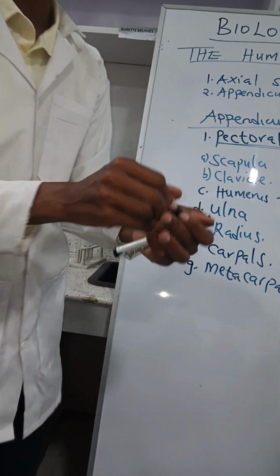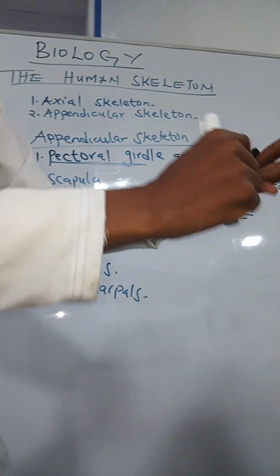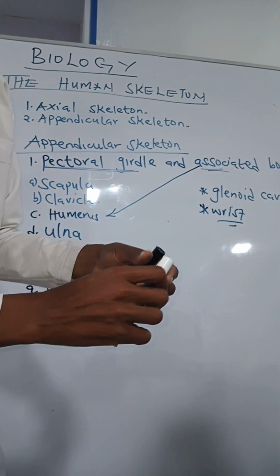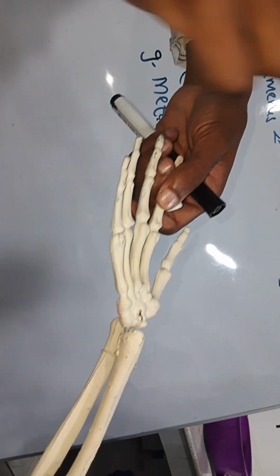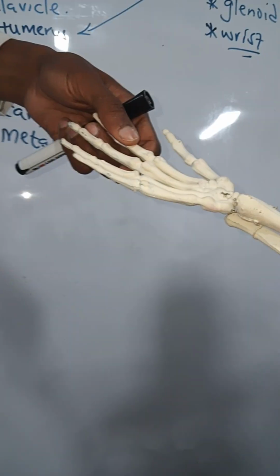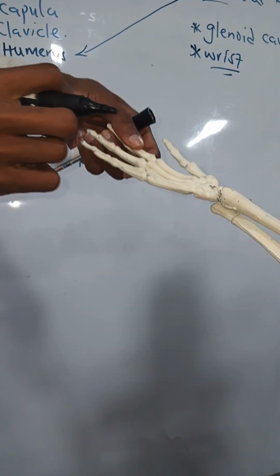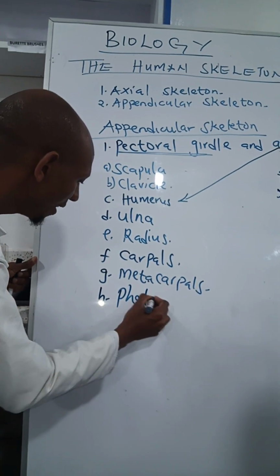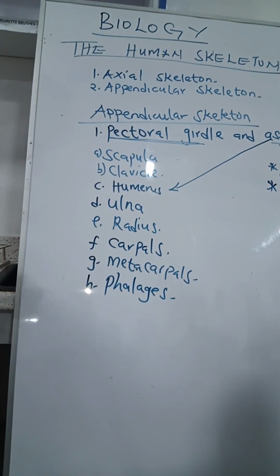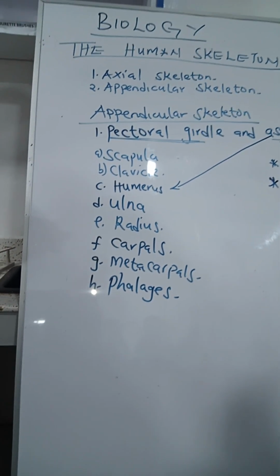What about the bones which are found in the fingers? Inside the fingers? They are called phalanges. And these are the phalanges now. This 1, 2, 3, 4, 5. Is it okay? And they have several joints? Yes. So those are what we refer to as phalanges. So in summary, listen.